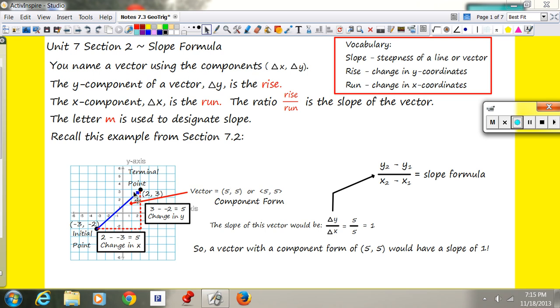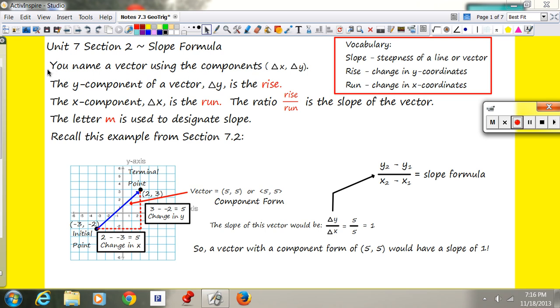The slope of this line, however, is you rise 5 and you run 5. So 5 divided by 5 would be a slope of 1. So it has a component form of <5, 5>, and it has a slope of 1. So basically, you're going to put your y component over your x component. That's what this is, the y component here, the x component here, to get your rise over run. So that's going to be your slope.